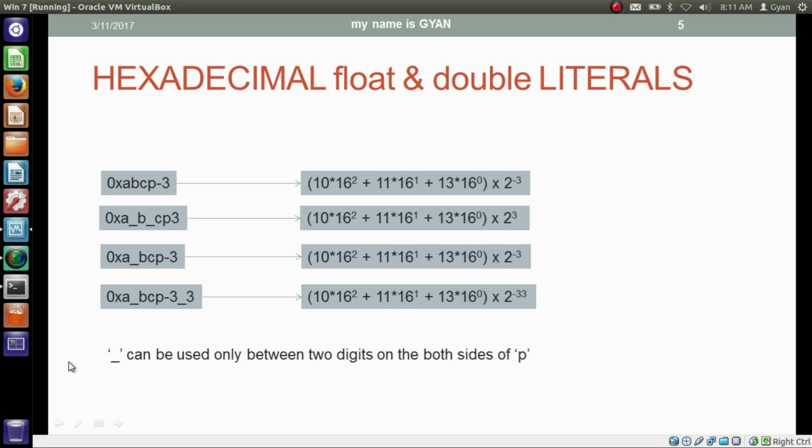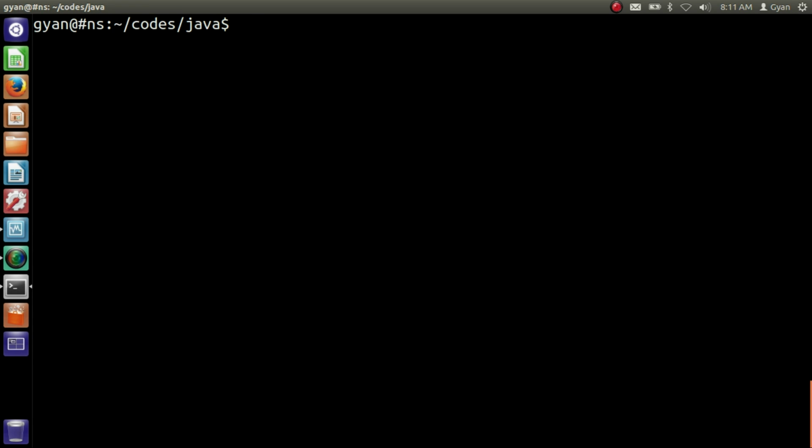We applied all these hexadecimal floating point literals in a program. Let's go to that program. The name of the file is fractional3.java.